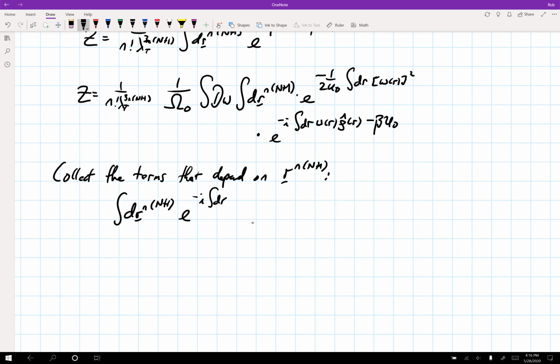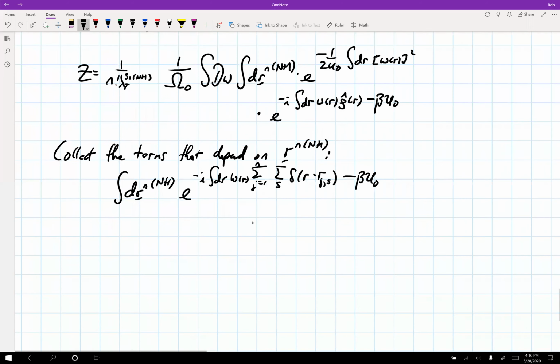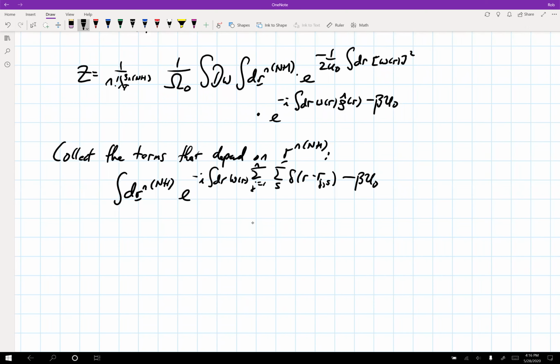Yeah, so we have w of r, and then we have the sum over j equals 1 to n, sum over s. I'm going to stop writing the limits because they're always basically the same. Delta of r minus r_js. And then we still have the bonding potential to carry around. All I've done is copy this term and everything in the exponential down here, and write out the rho hat. So hopefully that's not too opaque.